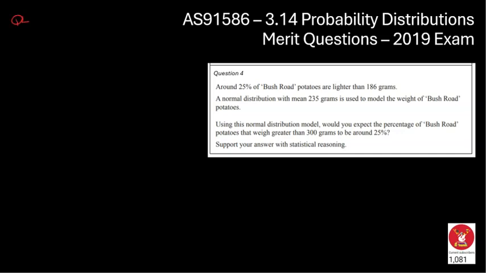Okay, we are now on to question number 4, which is the last merit question for this exam. So around 25% of the Bush Road potatoes are lighter than 186 grams. A normal distribution with a mean of 235 grams is used to model the weight of these potatoes. Using this normal distribution model, would you expect the percentage of Bush Road potatoes greater than 300 grams to be around 25%? We're not really sure, so we're going to have to go ahead and calculate that.